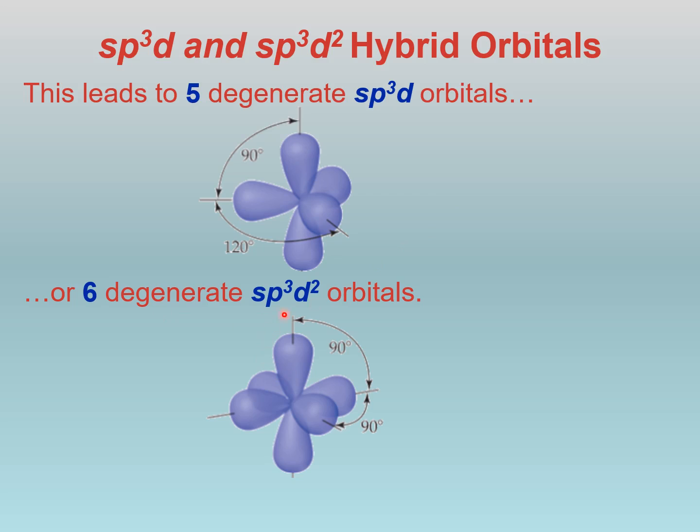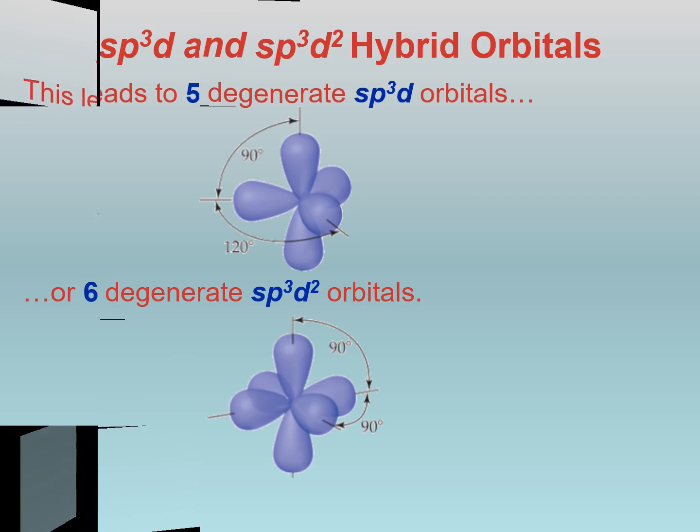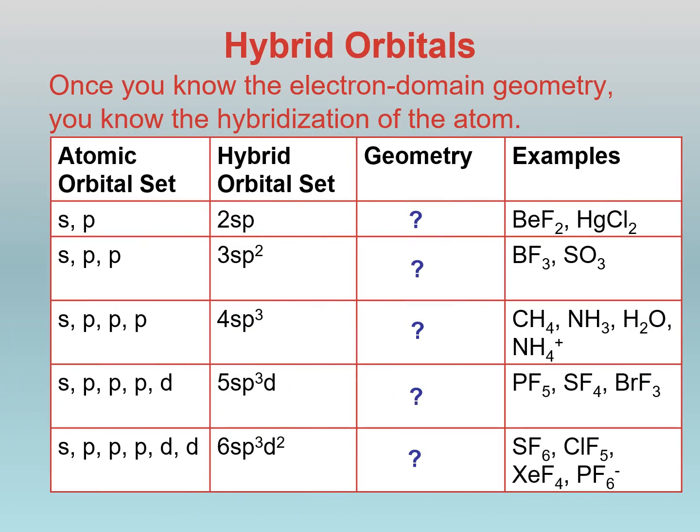And then the next electron is going to move into the next d. So when we have that 6th one, we wind up with 6 degenerate orbitals, sp3d2, which is going to be your what shape? Octahedral was the answer to the last one.